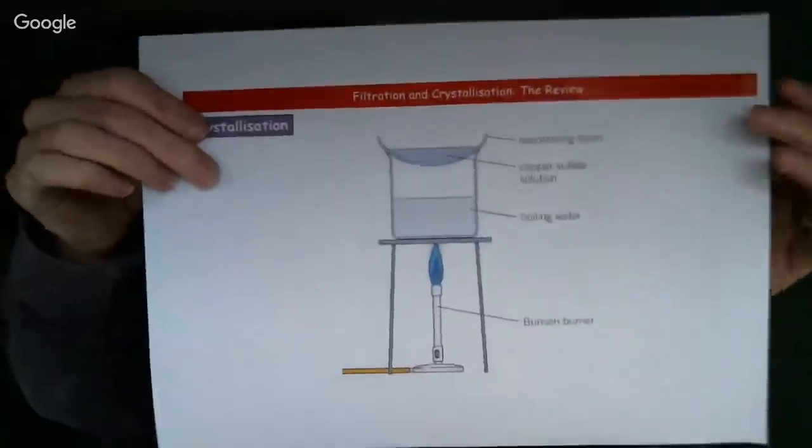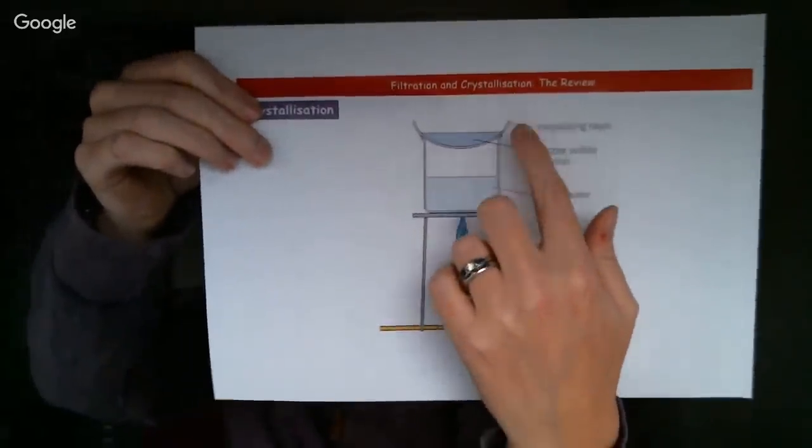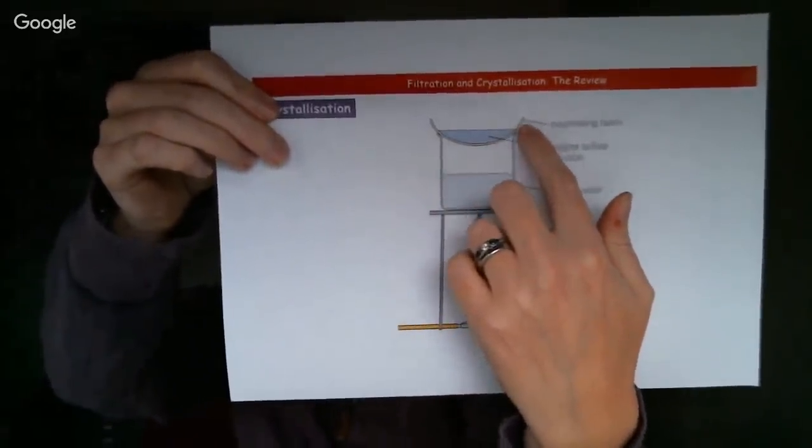Second one that we can use as a separating technique is to separate a dissolved substance from a solution. And the way we do that is through crystallization. So what we're going to do with this is, we've got our little setup with our water bath here, and then we put an evaporating basin on top.